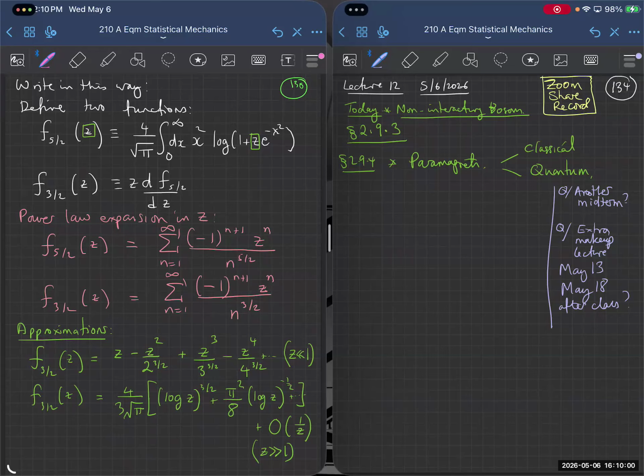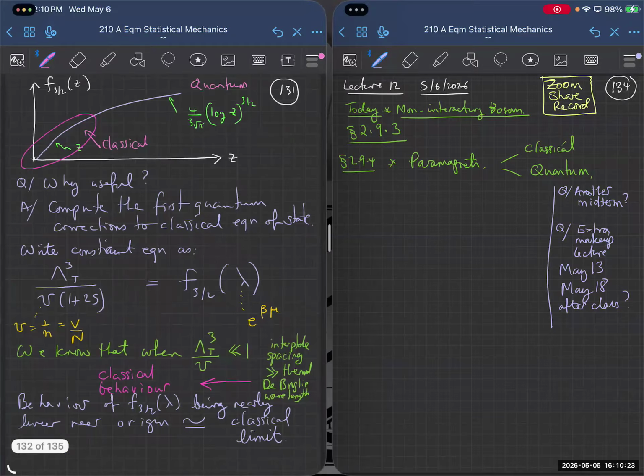So I wrote down those functions for you, wrote out the Taylor series expansions for them, and then also told you about the asymptotics of those functions, f3 halves in particular. I didn't tell you how I got the large z behavior, but that's not important. What's important is the small z behavior, and so we could then have in principle a way to write down the exact solution for these non-interacting fermions.